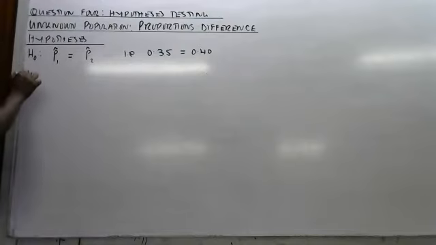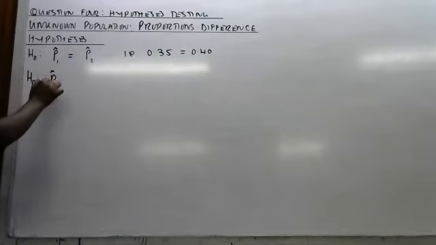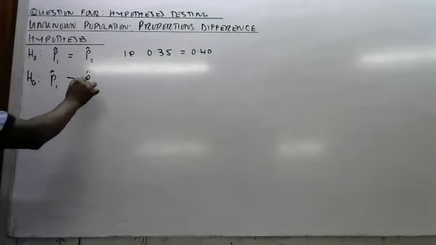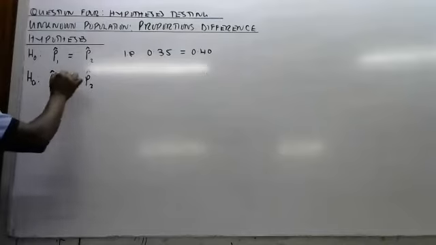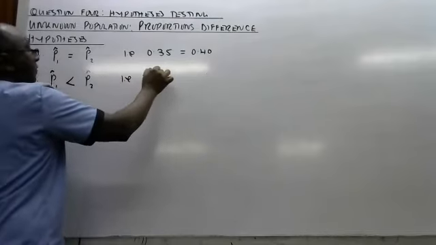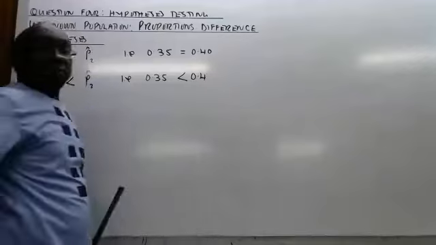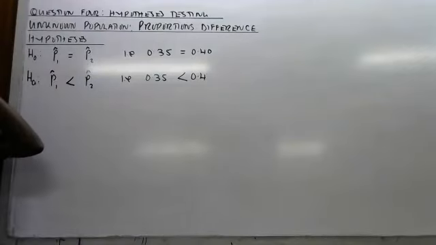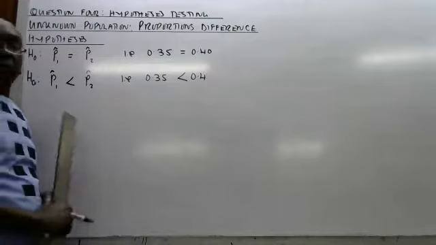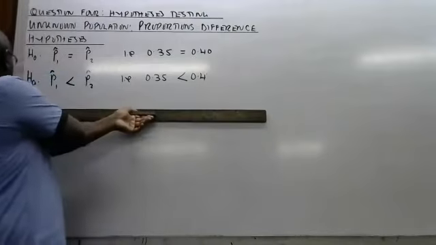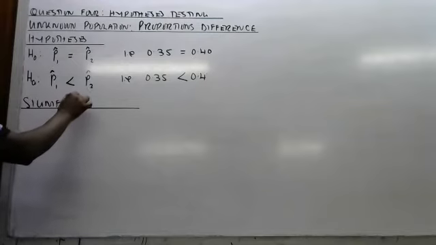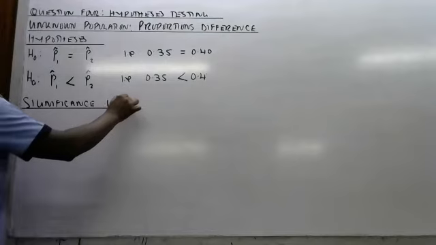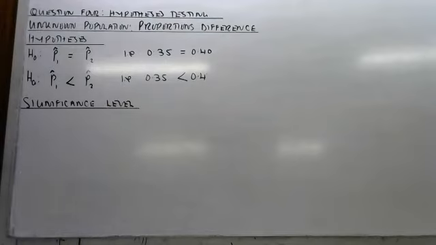So the alternative: sample proportion one is greater than sample proportion two? No, it is less. That is 0.35 is less than 0.4. It's less than. So if it is less than, we proceed to the next step, which is called the significance level.